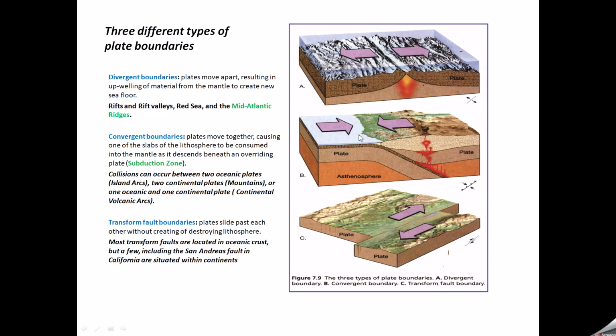Here we have convergent boundaries. In convergent boundaries, they create a subduction zone where two plates move together, causing one of the slabs of the lithosphere to be consumed into the mantle as it descends beneath an overriding plate. So one plate is overriding the other one. And here is the destruction, at convergent boundaries, destruction of the old oceanic plates.